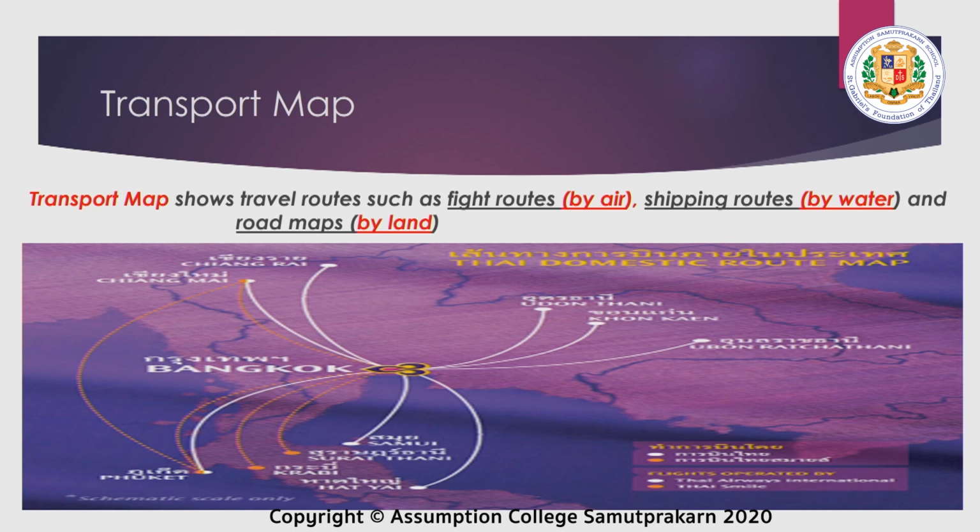So if you're going somewhere, you can see, oh, there's Thai Airways going in that area. You can save time and energy by just going on a plane instead of going on a land trip. This is what we call a flight route.